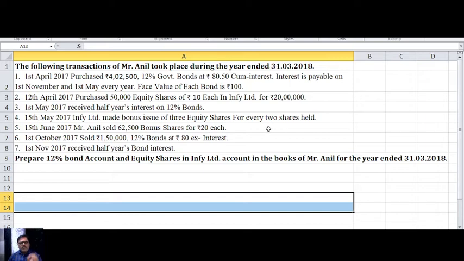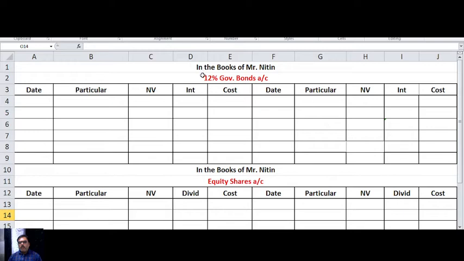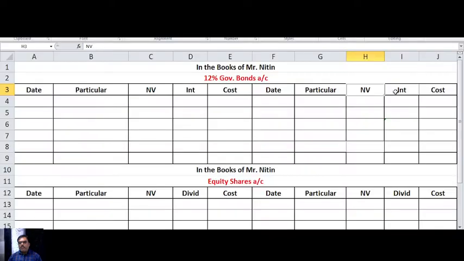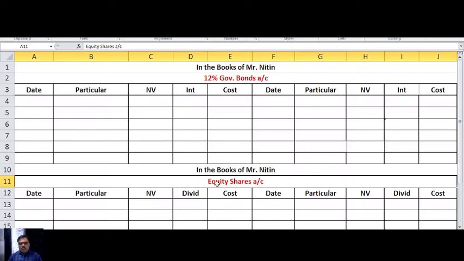So the first and very important task in front of you is that you have to draw these two accounts with proper columns, that is date, particulars, nominal value, interest, cost, and then date, particulars, interest, nominal value, interest and cost. Equity shares also in the books of Nidhi.